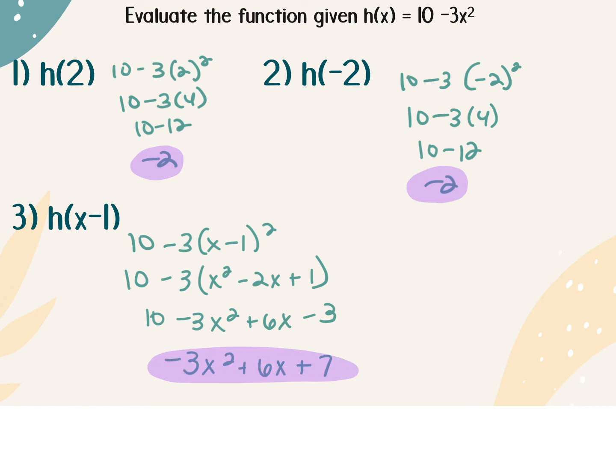All right, so for one, you're plugging in the 2, you should get negative 2. For 2, you're plugging in negative 2, you should also get negative 2. And then for 3, you're plugging in x minus 1. You've got to expand and FOIL or use the shortcut. Distribute the negative 3. Make sure that negative goes to all 3 terms. And you get negative 3x squared plus 6x plus 7. Raise your hand if you got them all right. Good. Questions?